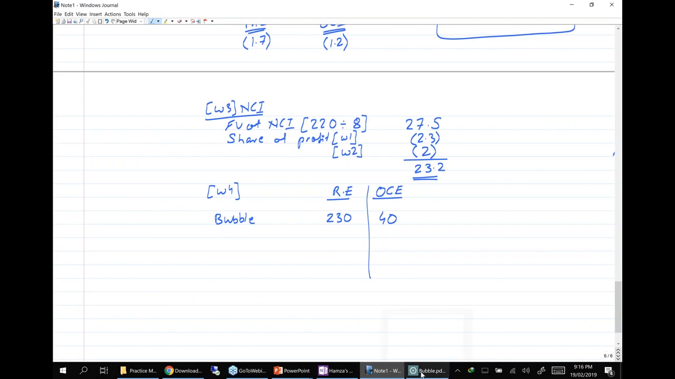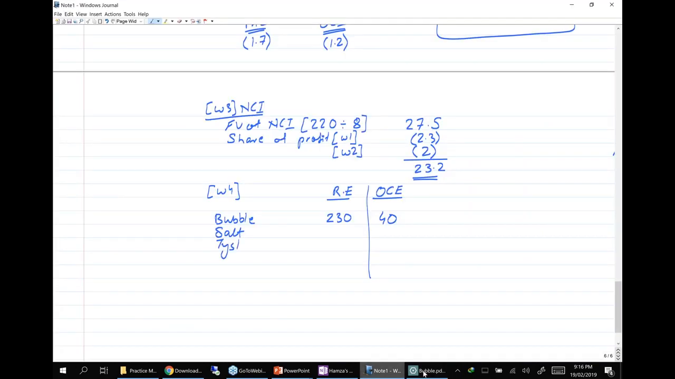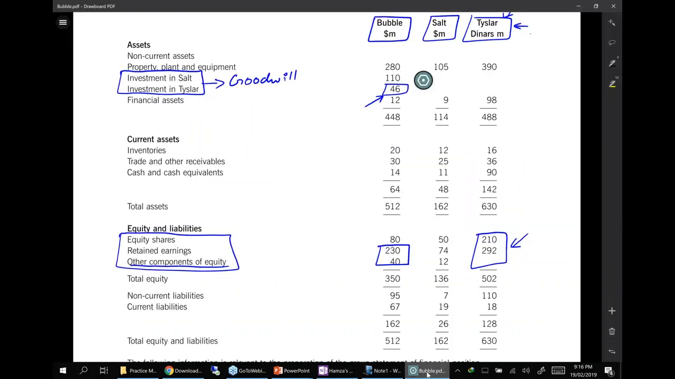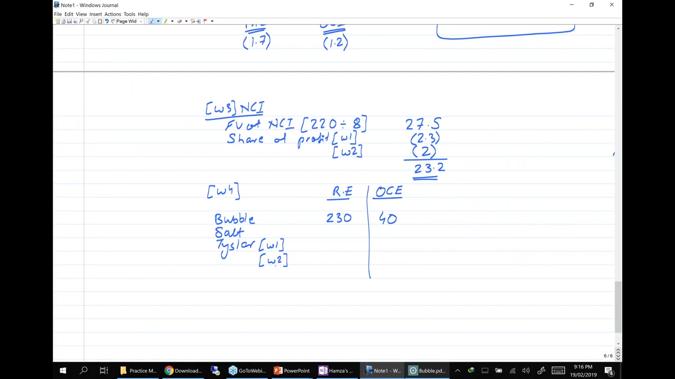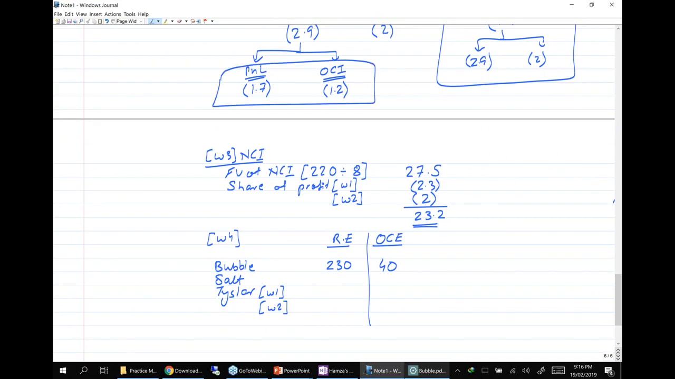And then we have two subsidiaries by the name of Salt and Teisler. So we should be adding the values of the Salt, and then we are going to add the value of Teisler. And this we are going to get from both the working 1 and the working 2. So the values from working 2 were 1.7 and 1.2, both are negative.